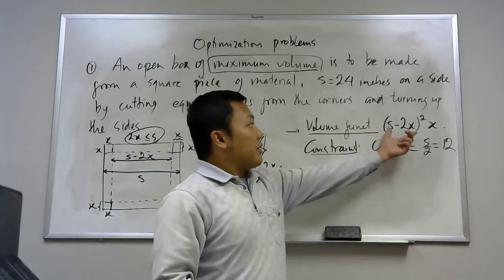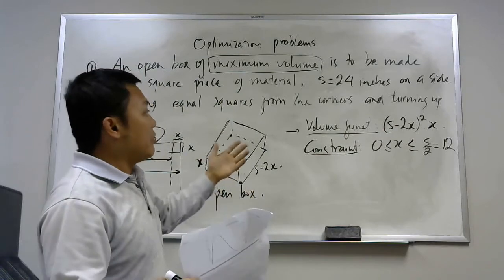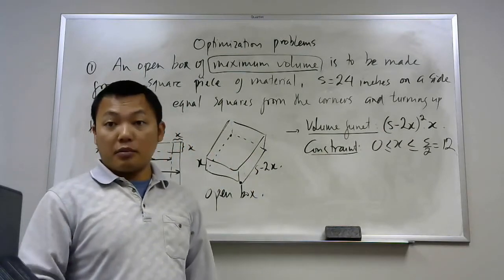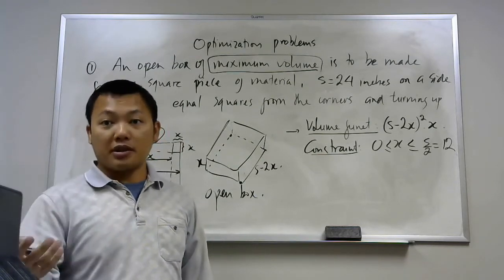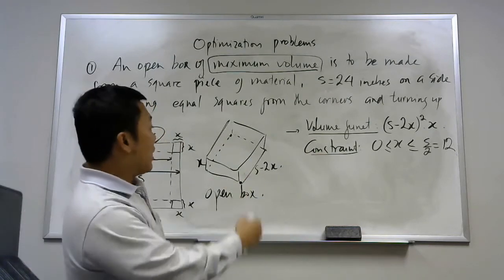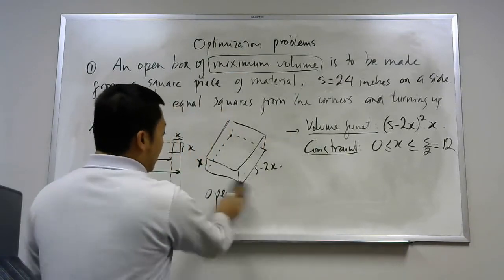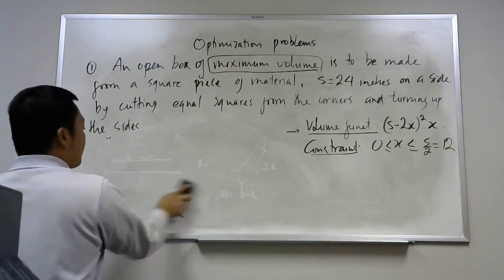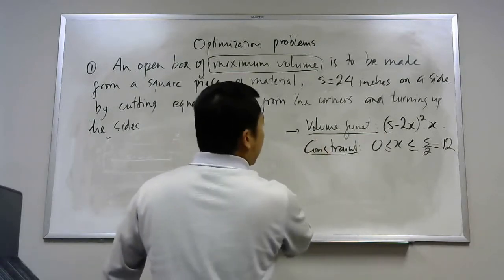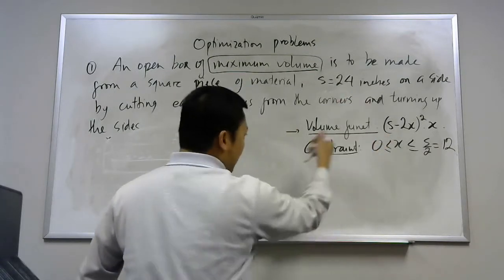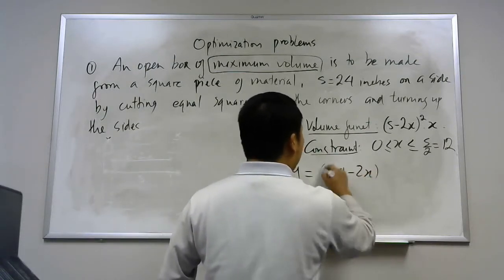And now, we have a polynomial in this case. In order to find the global maximum, we just need to take the derivative to find all critical points, and then we compare function values at critical points and at the 2 endpoints. From there, we can get the global maximum. Okay, let me erase this picture. Let's say s is 24, so I can write y equal to (24 minus 2x) squared times x.